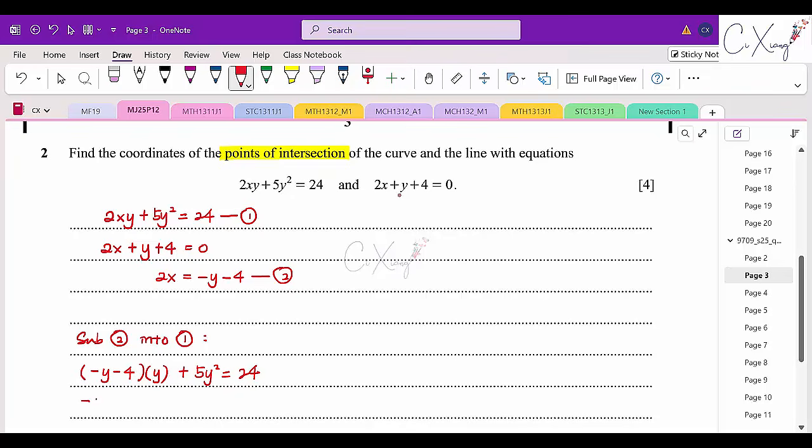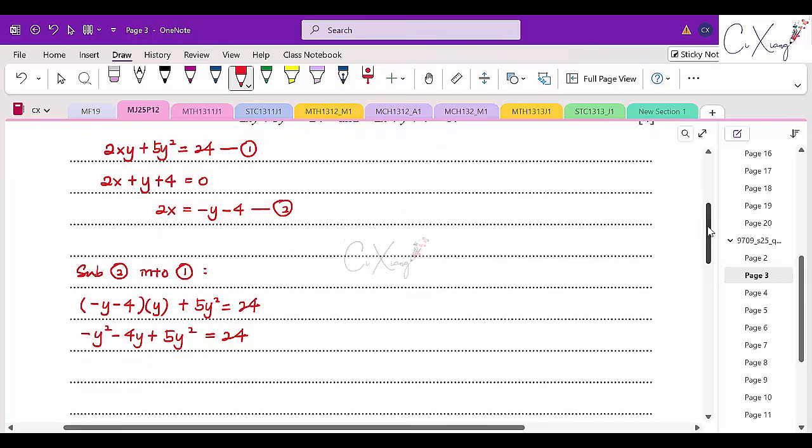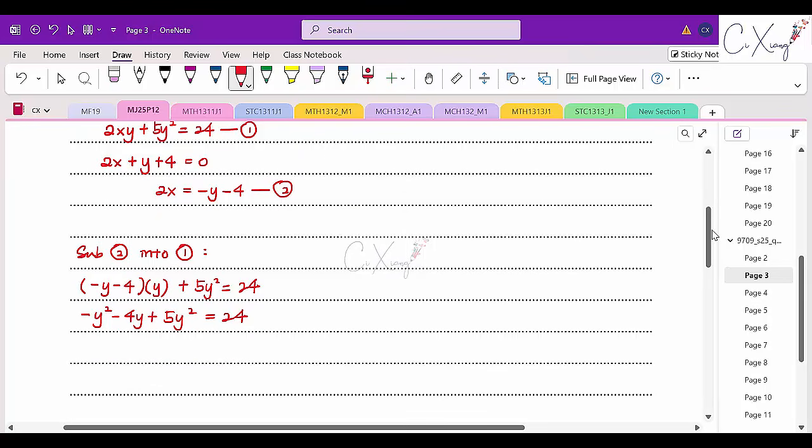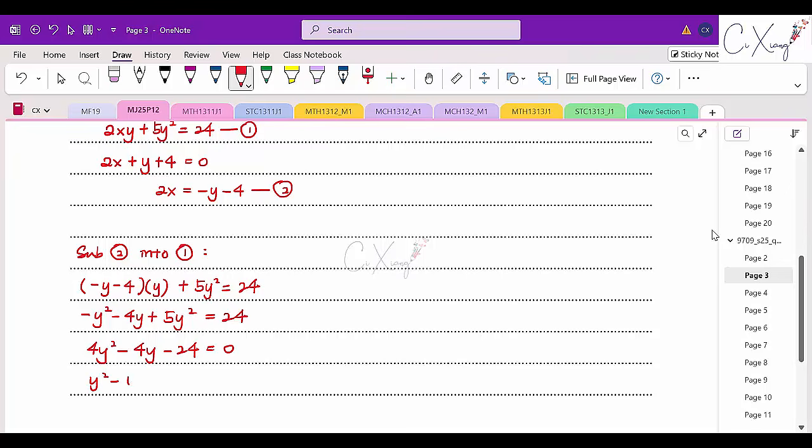Then you simplify the terms and the equation here. If you have a look at this equation, it is quite obvious that it is a quadratic equation, right? -y² + 5y², you'll have 4y² - 4y. Move the 24 over. It is very obvious, you can see very clearly that it is a quadratic equation in terms of y.